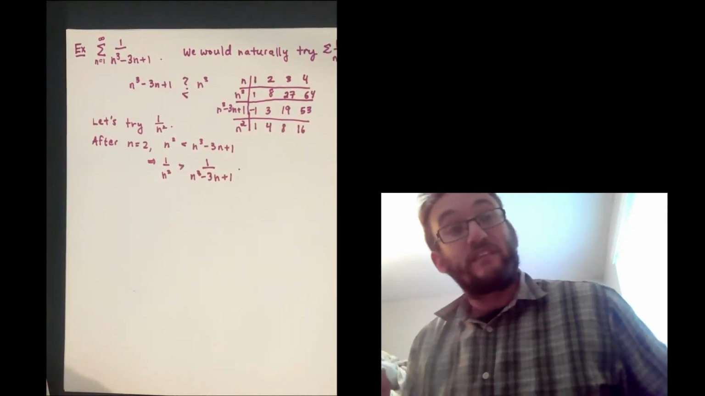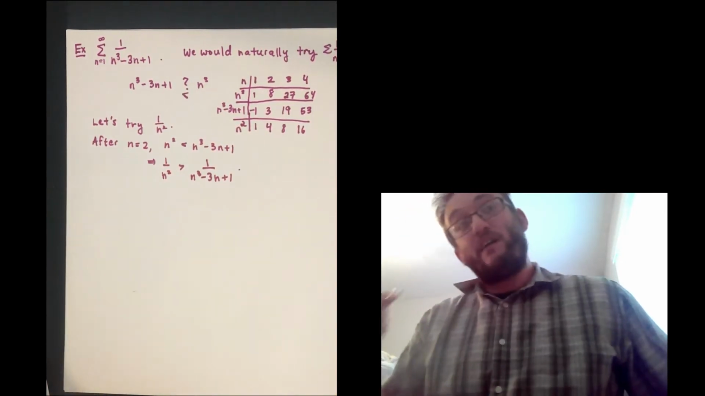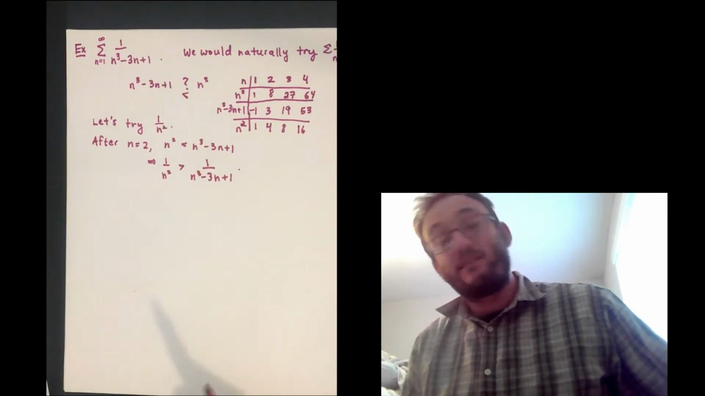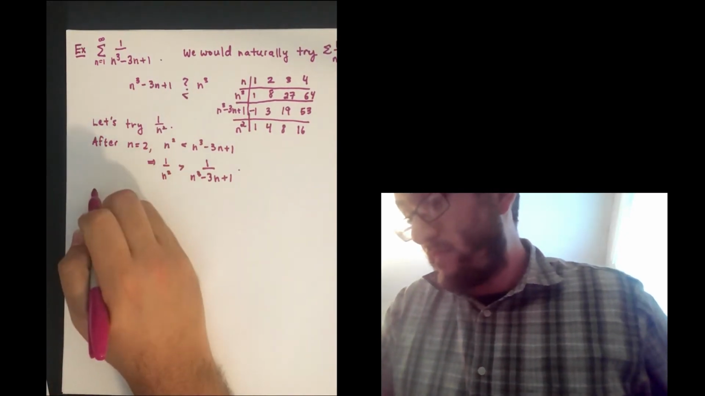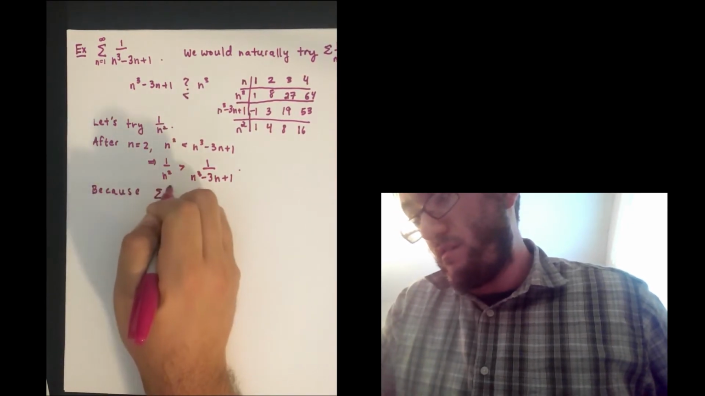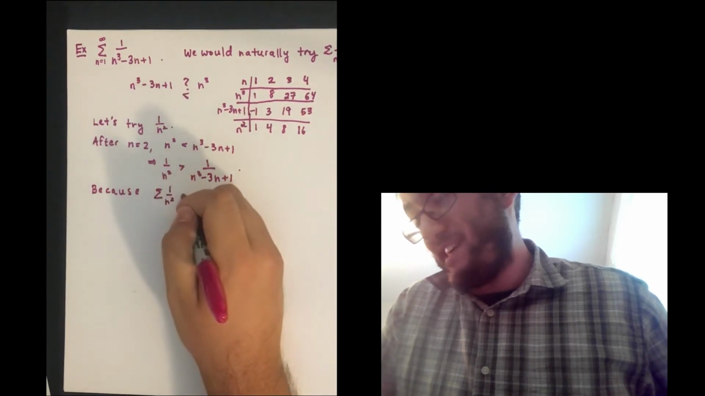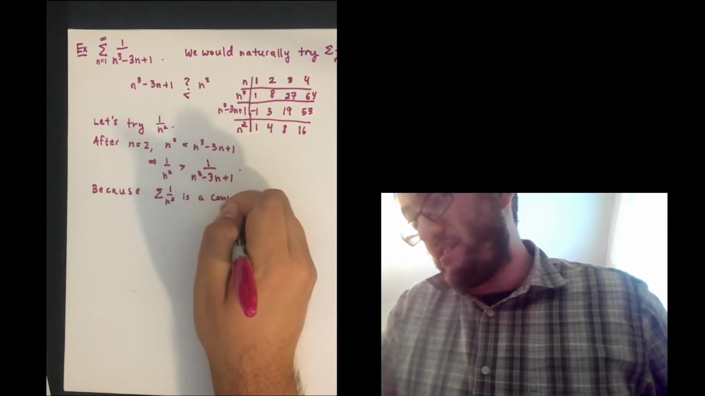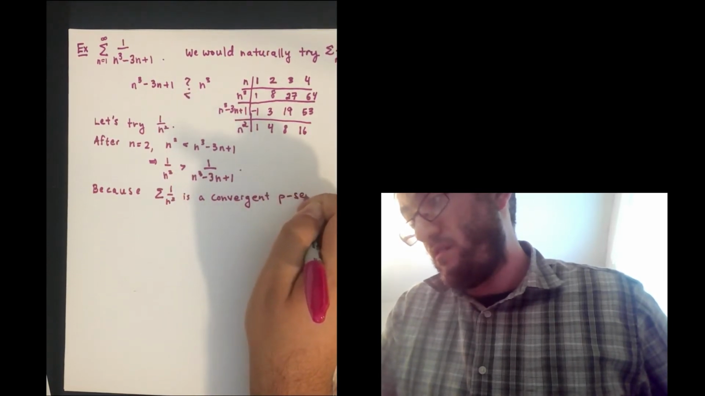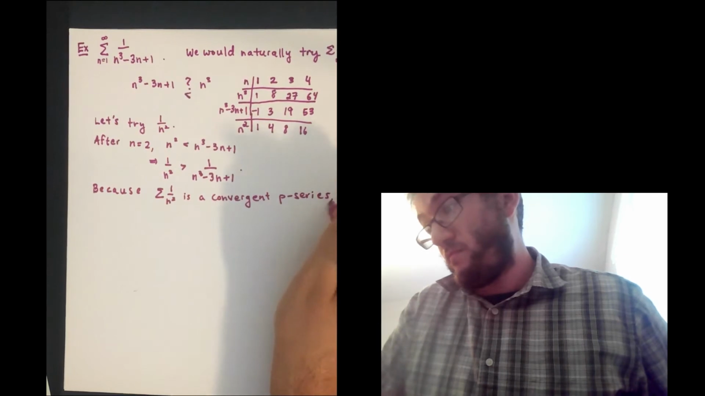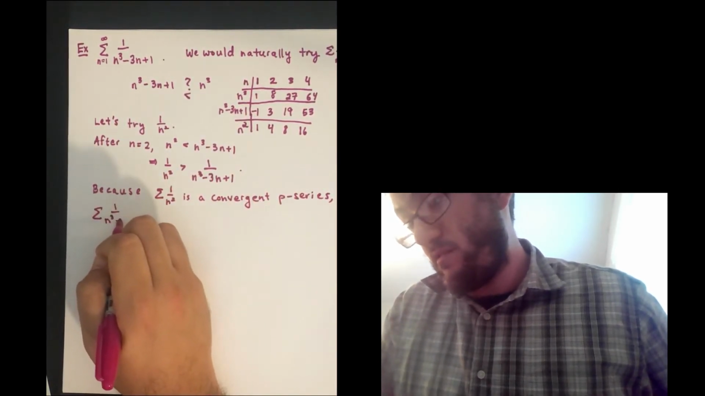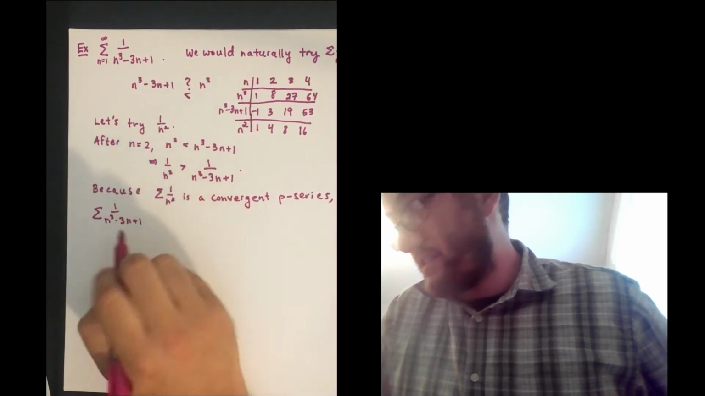And we know that 1 over n squared is a convergent series, and if you have a comparison where your series is smaller than the terms of a convergent series, you know it converges. Because 1 over n squared is a convergent p-series, our series of interest also converges.